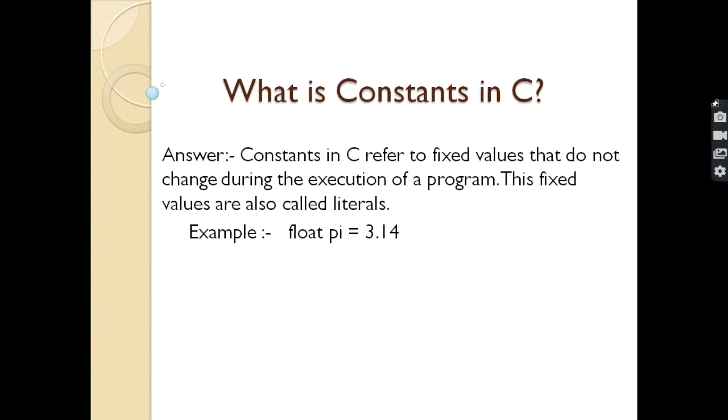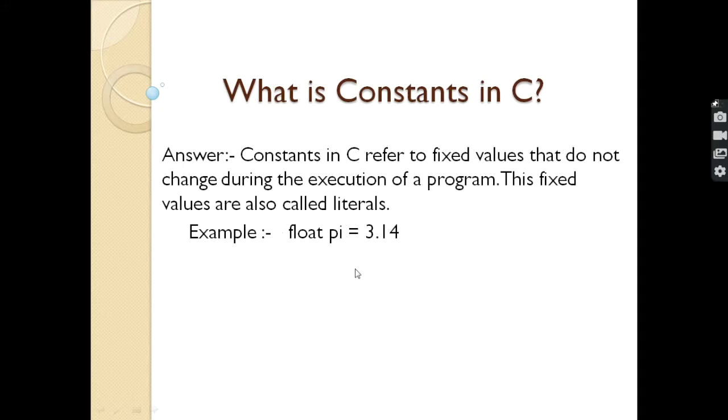Constants in C refer to fixed values that do not change during the execution of a program. Constants are used to define fixed values like pi or the charge of an electron. Their values do not change. These fixed values are also called literals.